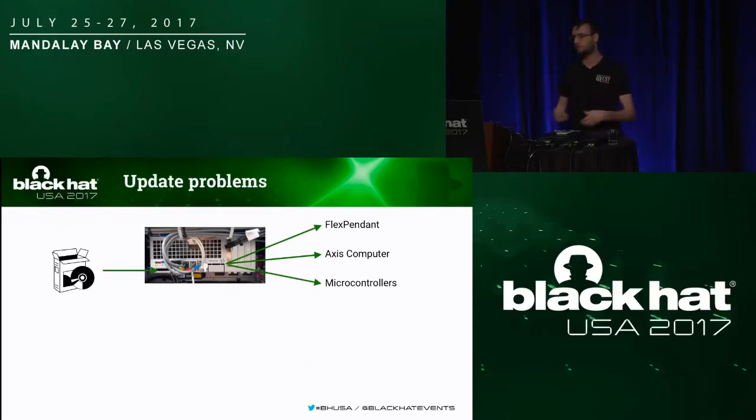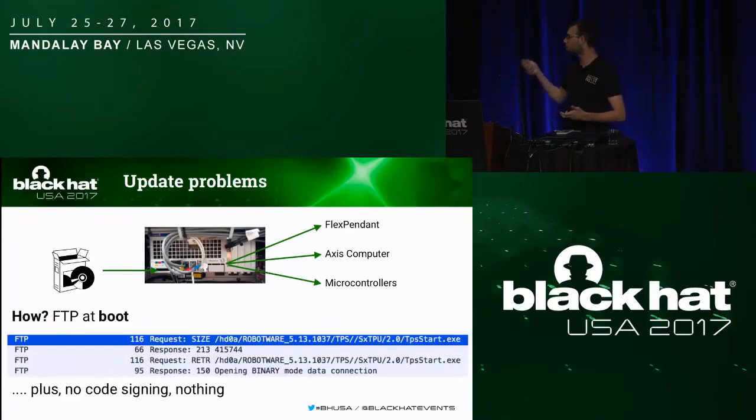One subsystem that we can look at to find vulnerabilities is the update system. As the system is composed of a lot of computer-based components, you just update the main computer. Then the main computer will propagate the updates to all the systems. For example, when the FlexPendant boots, it will fetch the software that it needs to run from the main computer, and it does this using FTP. When you boot the system, the FlexPendant connects via FTP to the main computer and downloads the code. There is no code signing, so if you are able to change the piece of code that is stored on the main computer, you will be able to change the firmware running on the FlexPendant.